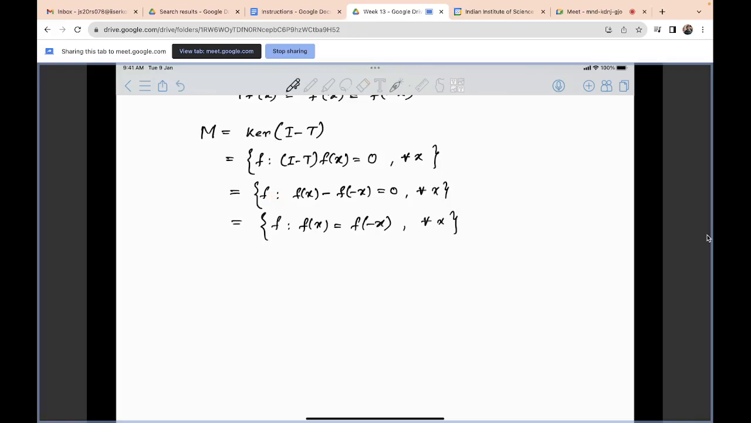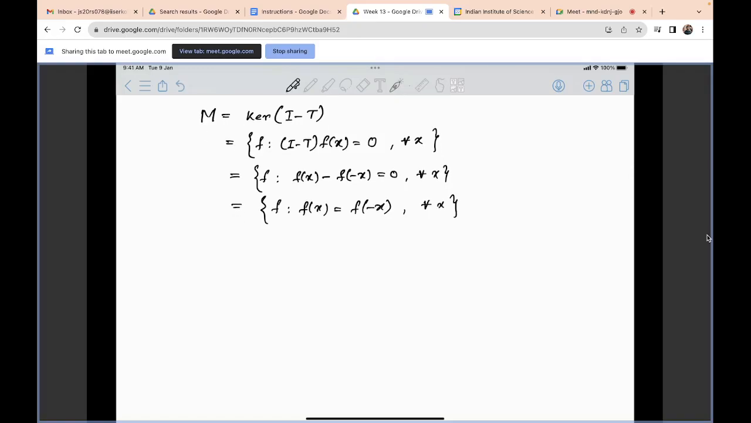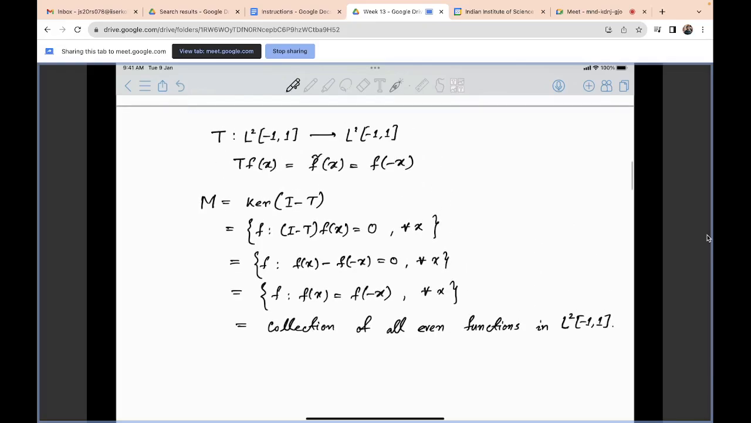So what is this? This is basically the collection of all even functions, right? Because f of x equals f of minus x means this is the collection of all even functions in L2 of minus 1 comma 1. And this is because this is a kernel of I minus T, so this is a closed linear subspace, right?